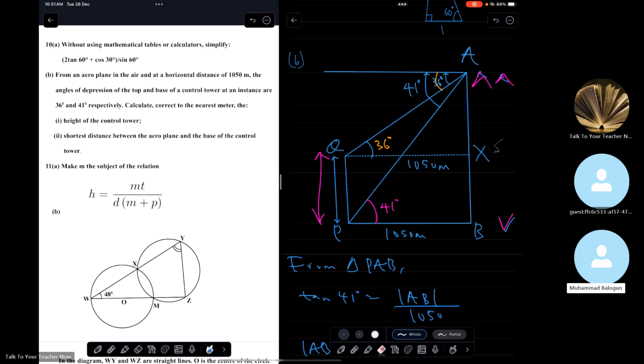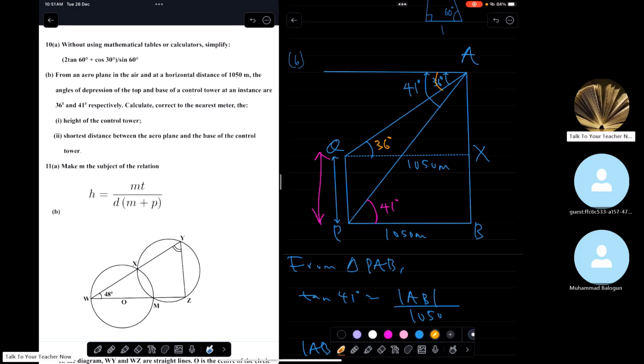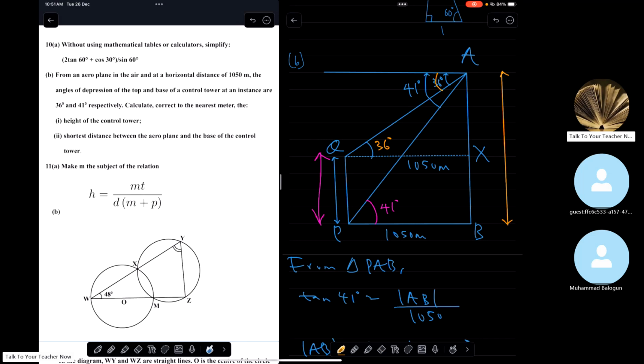Oh, sorry, this is another question. That's what happens when you don't pay attention. Oh, it's the same question. Look at it. If you find height AB and height AX, the difference between height AB and height AX is the same as the height of the tower. Do you understand? And that's what we are doing.